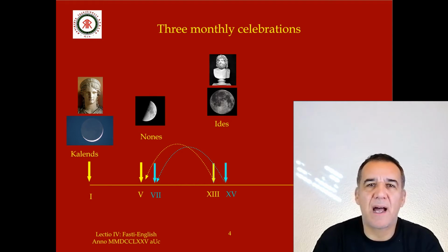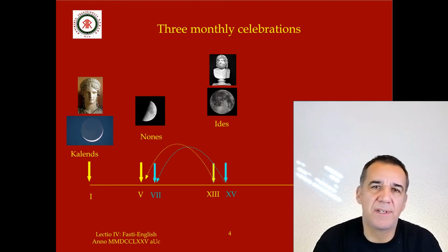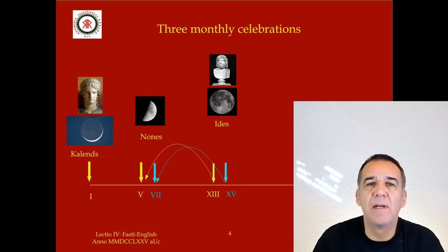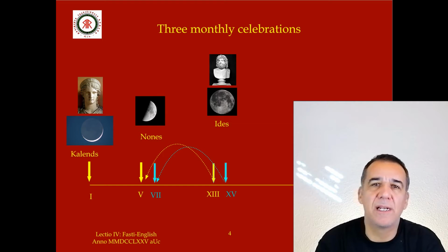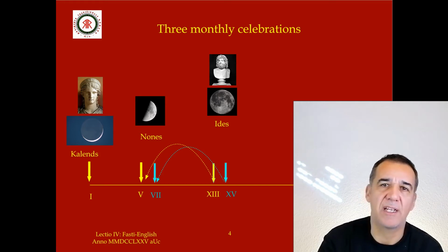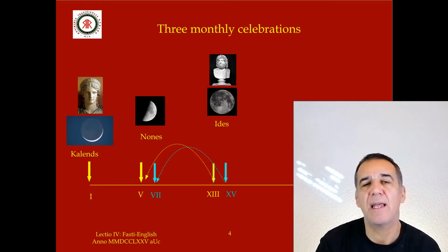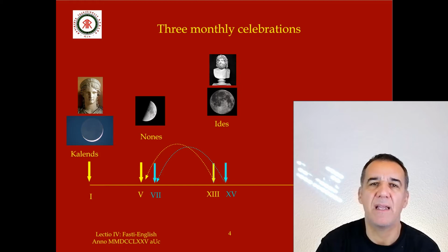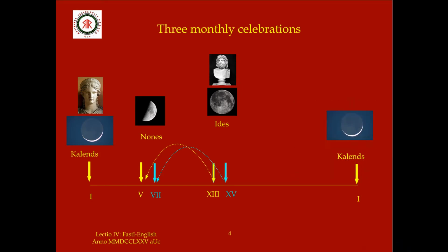How were the days counted? Well, we have the Calends on the first of the month. This is quite simple. Then after the Calends, we start counting the days with ordinal numbers that are needed to go till the Nones. Then just before the Nones, we don't say the second day before the Nones, we say pridie Nonas, and then we say the Nones. And after the Nones, we count the number of days missing to the Ides. And then after the Ides, we count the number of days missing to the Calends of the following month. So it is a kind of countdown logic.